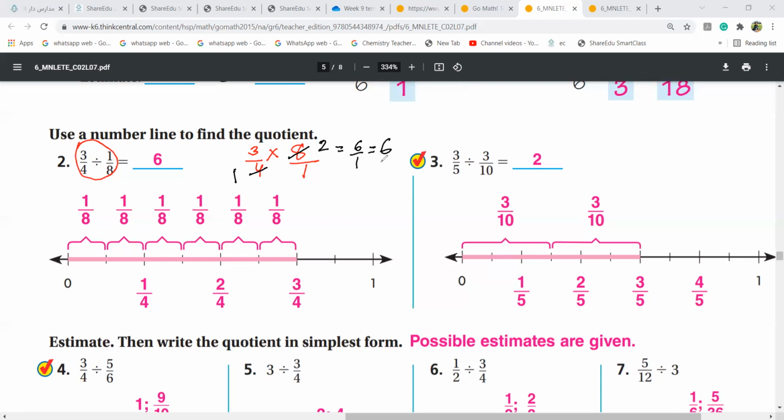My answer is 6, right? That means you need to make 6 parts. 1, 2, 3, because your answer is 6. 4, 5, and 6. How many 6 parts of 1 over 8? Did you get it now? Because your answer is 6, you made 6 parts. 1, 2, 3, 4, 5, 6. You colored till 6 parts. Did you understand it now?